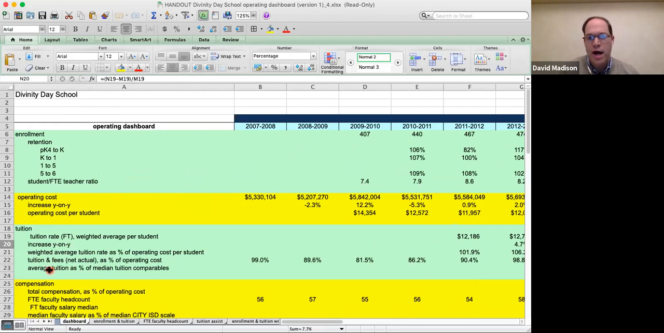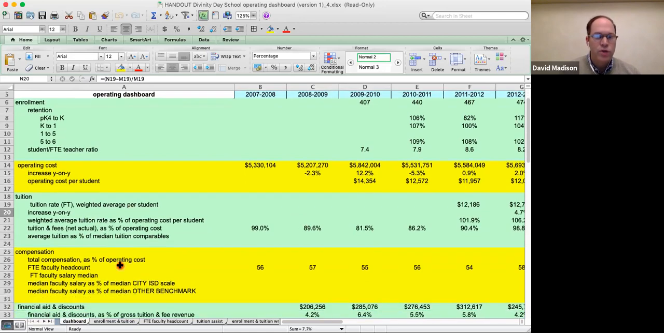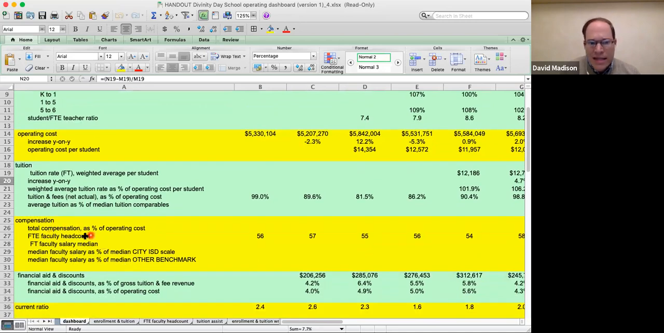Some schools like to track average tuition as a percentage of the median tuition for comparable schools. So you may or may not want to do that. This particular example doesn't have that, but there are a couple other tuition points of analysis you can do. That takes us to compensation. So again, we've got the total compensation as a percentage of your operating cost.